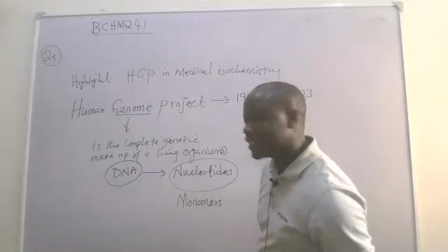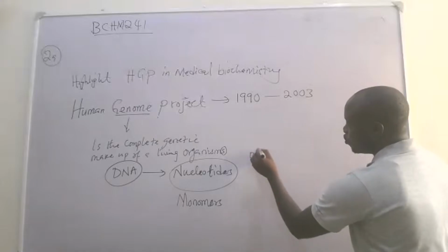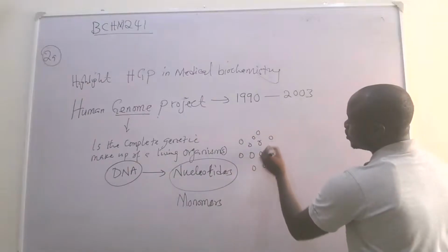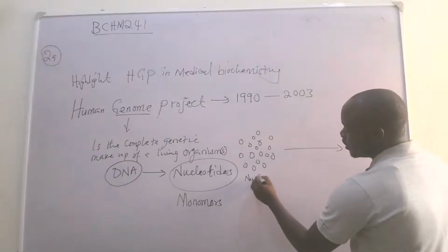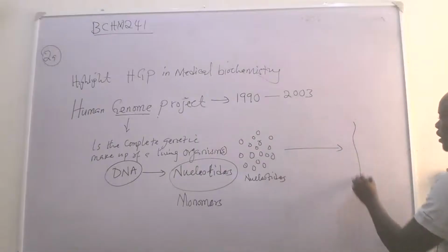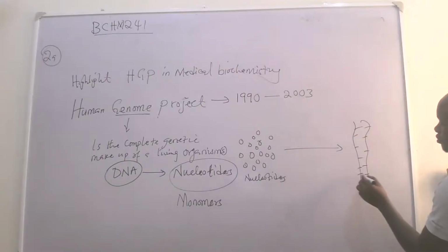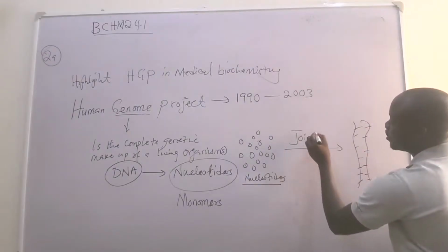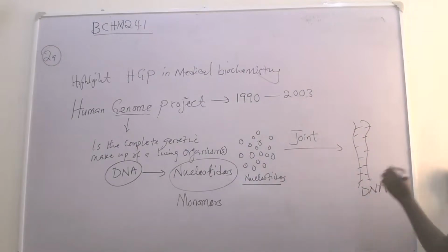So now the question is, what types of bonds? What I mean here, the nucleotides are small molecules like these that join together. So these are the nucleotides here, and then this is the DNA. And remember, ladies and gentlemen, DNA is a double helix. So therefore, the nucleotides join to produce DNA, deoxyribonucleic acid.